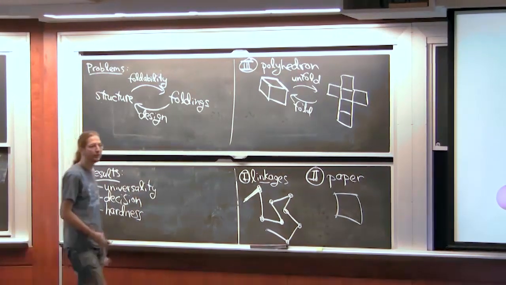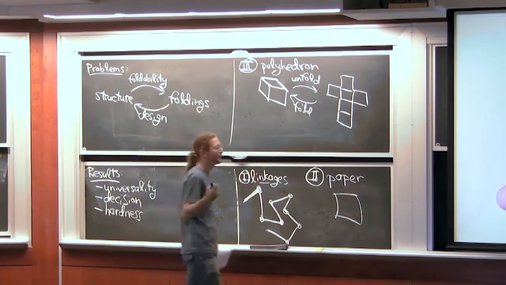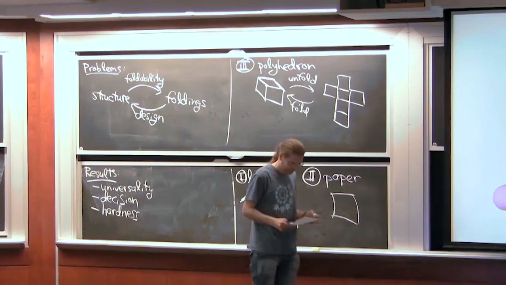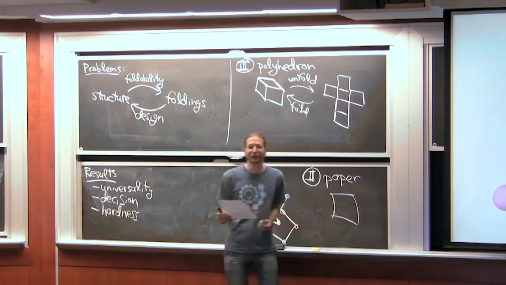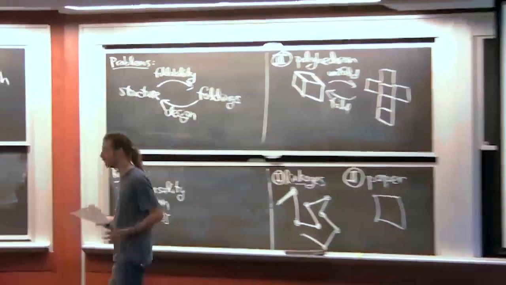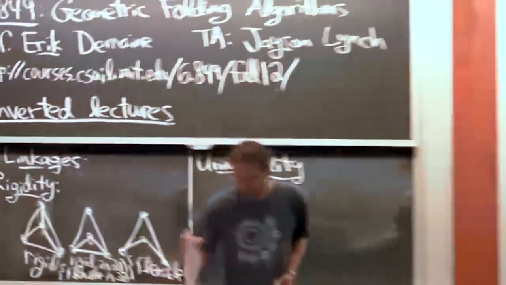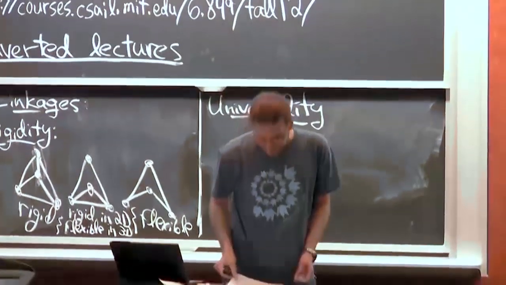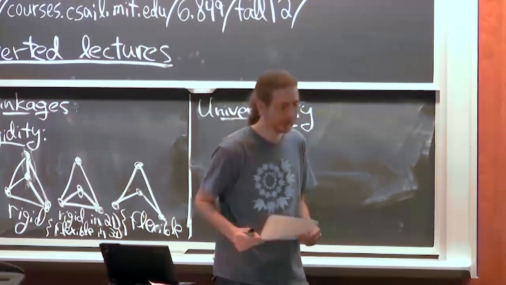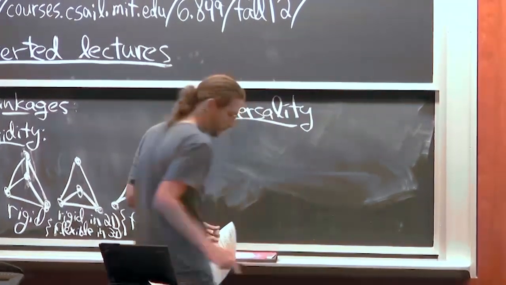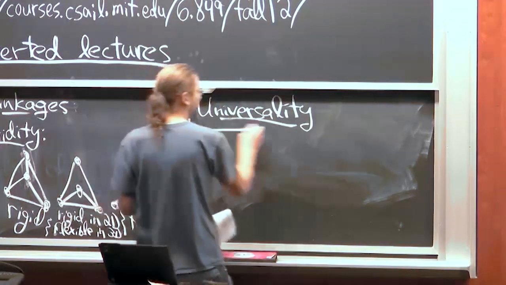And 3D is very interesting because it relates to robotic arms in real life and protein folding and all these things. So I'll be talking about that. In 4D, if you're lucky enough to live in 4 dimensions, you get universality. Everything's great. And we'll talk about that too. So next up, we have paper folding. So that was our brief overview of linkages.